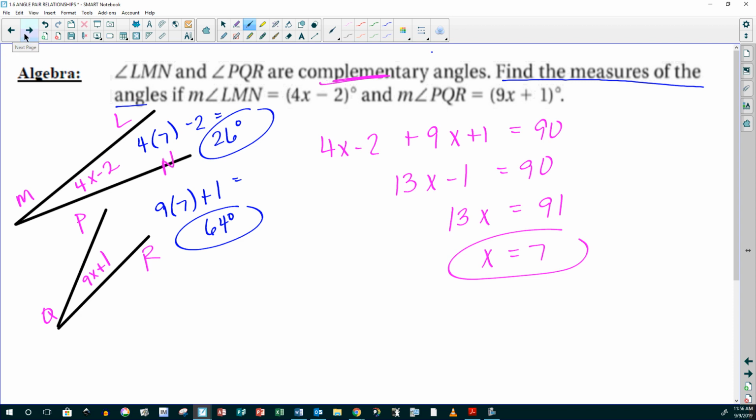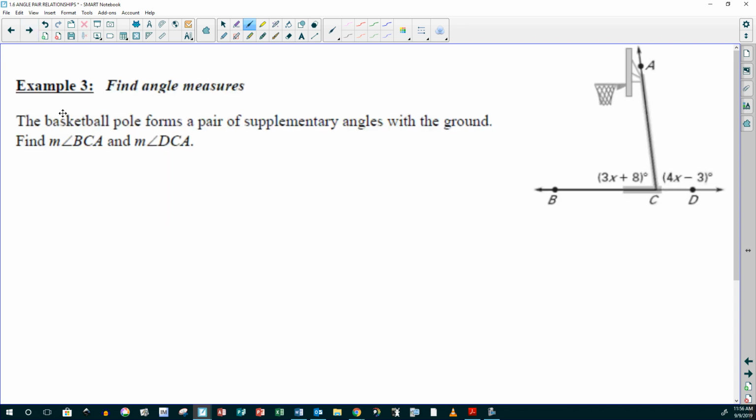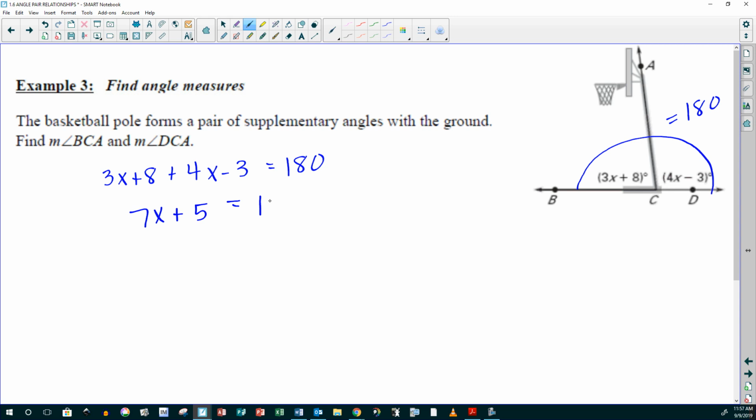All right. Here you have a basketball pole. It forms a linear pair with the ground. So what I do know is that these two angles together are going to add up to 180 degrees. So I'm going to do exactly the same thing that I just did, except I'm going to set them equal to 180. So now I have 3x plus 8 plus 4x minus 3 equals 180. So I'm going to combine like terms. 7x plus 5 equals 180. 7x equals 175. So 175 divided by 7 is 25.